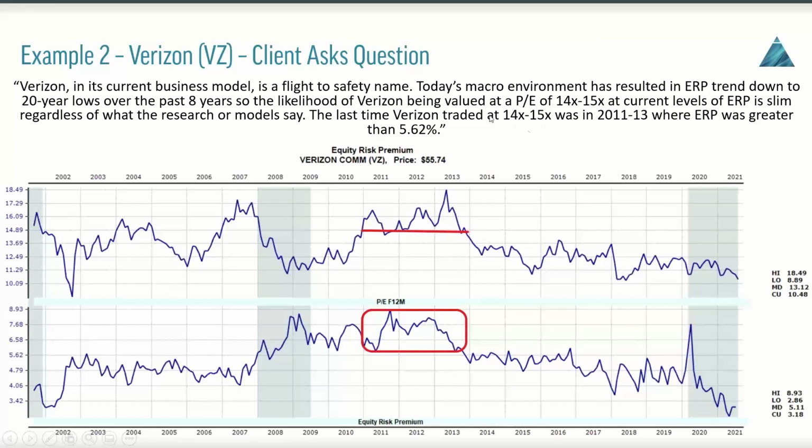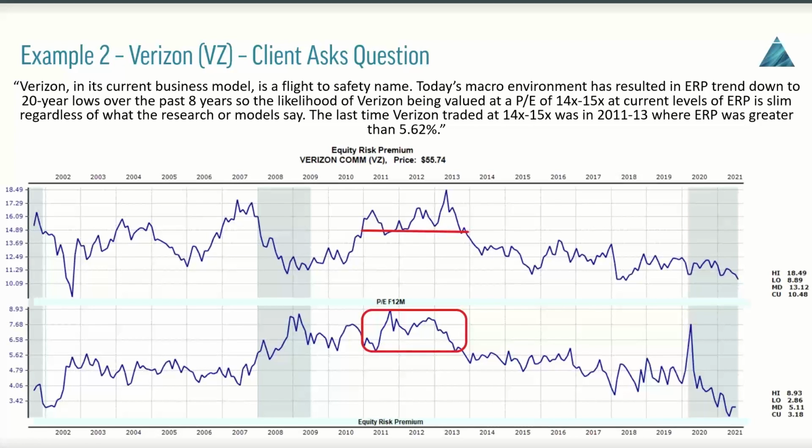The last time Verizon traded at a 14 to 15 times PE ratio was in 2011, 2013, where equity risk premium was greater than 5.62. So we would really need to see equity risk premium rise. I apologize. Over the last year, this has been a risk-on trade with equity risk premium being driven down. We would need to see a risk-off trade, equity risk premium rise for Verizon to warrant a PE ratio of 14 to 15x. So I apologize for that confusion.